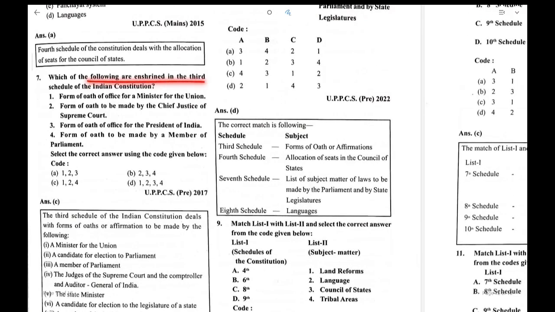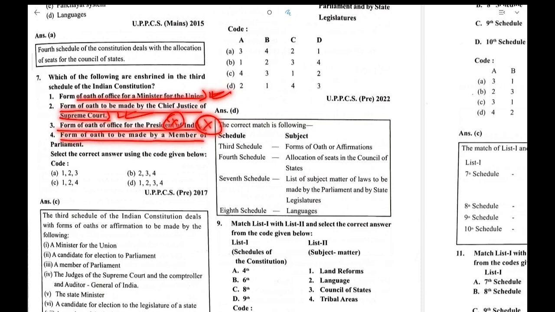Which of the following are enshrined in the Third Schedule? Oath and affirmation for a minister for the Union, absolutely correct. Oath and affirmation of the Chief Justice of the Supreme Court, this is correct. Form of oath of office for the President, this is wrong. As I just told you, the President's oath is not mentioned in the Third Schedule. And forms of oath and affirmation made by members of Parliament, 4 is also correct. So C is the correct answer.